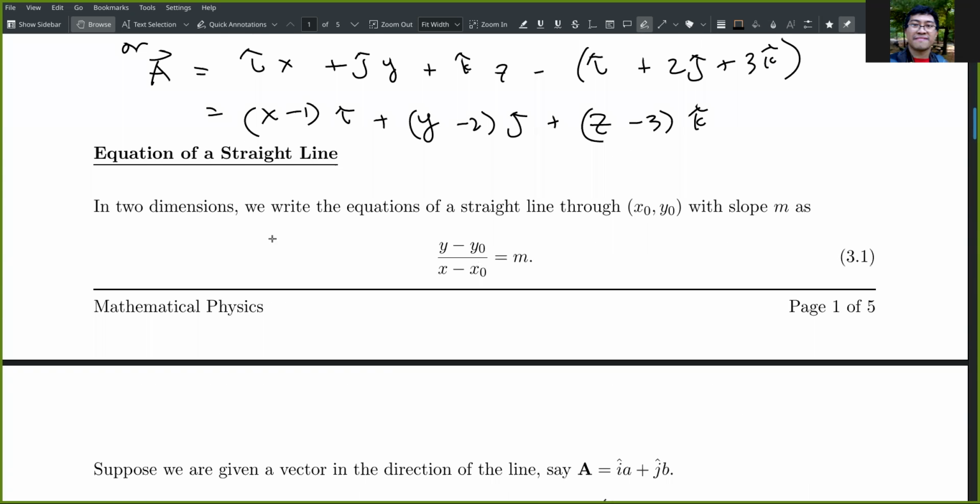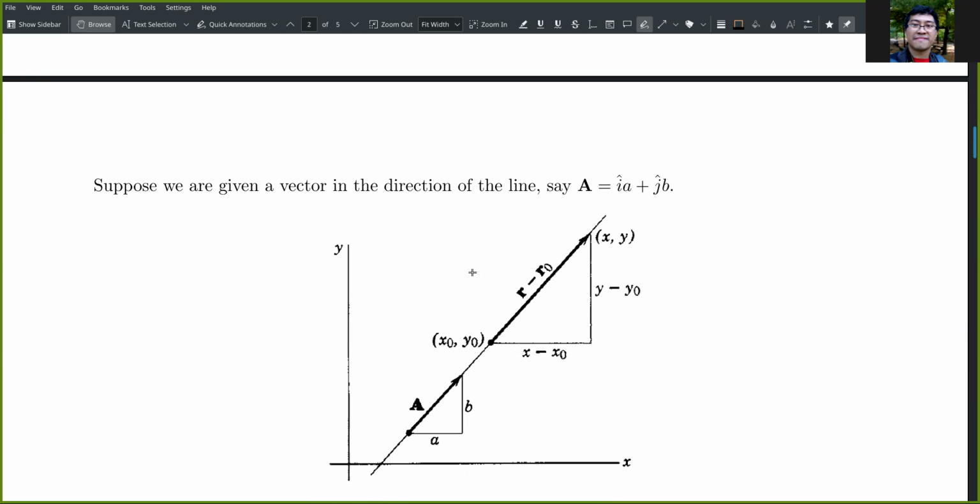Now, in two dimensions, we write the equations of a straight line like this. We have a variable y and x, so any point y and x. If the line passes through this y and x and this point x naught, y naught with slope m, we write the equation of the line like this.